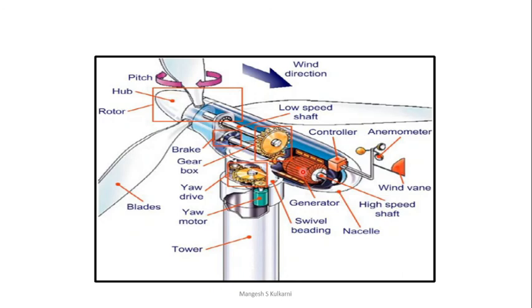Let us take a review of constructional details of the wind power plant. Blades, rotor, pitch of the blades, low speed shaft, gearbox, yaw drive, electrical generator, high speed shaft, anemometer and controller.